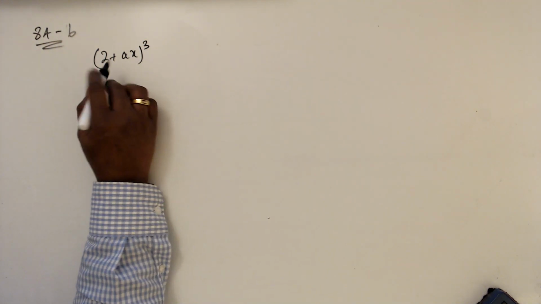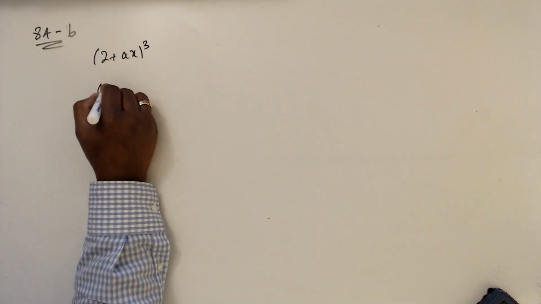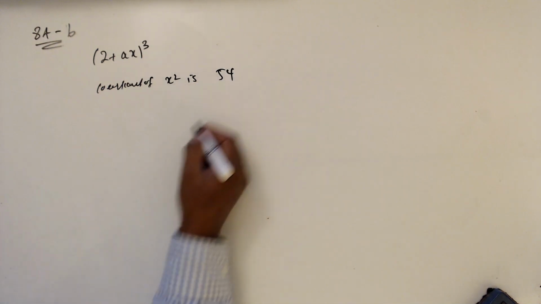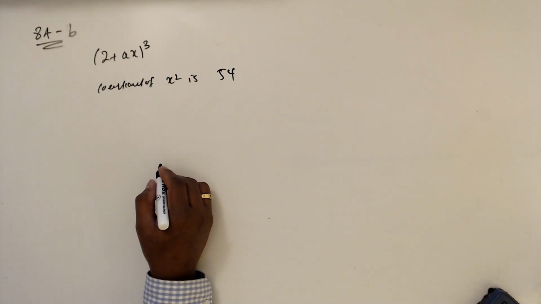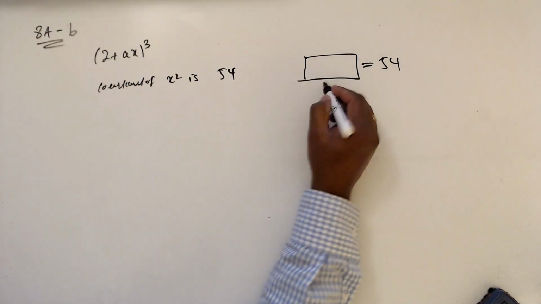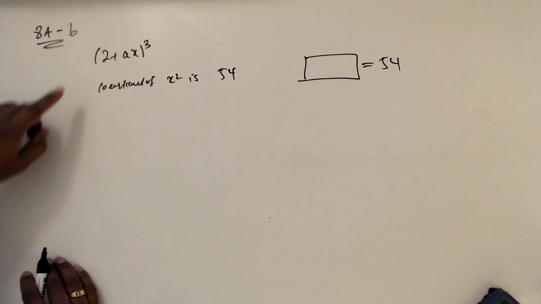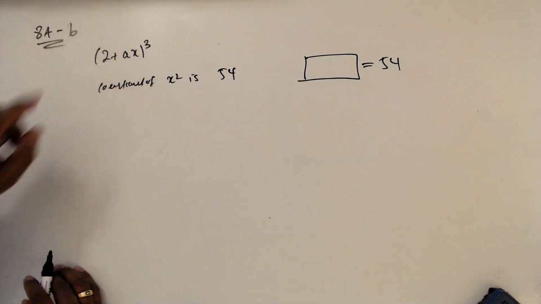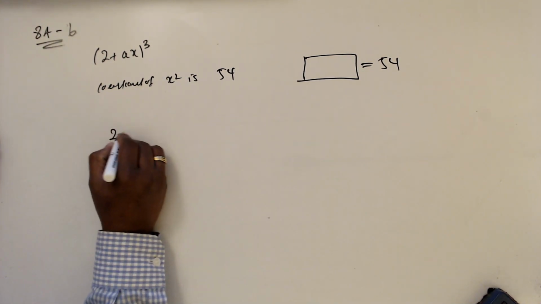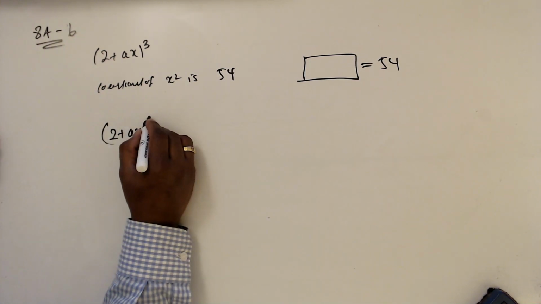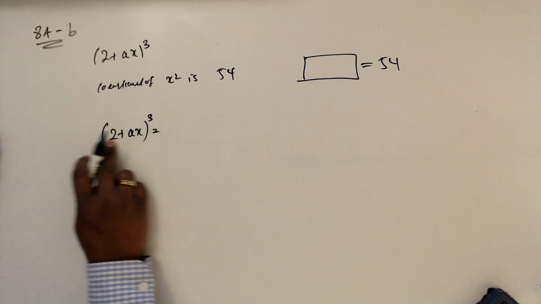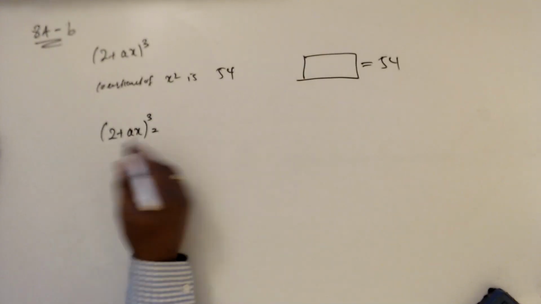Question number 6. So this will give a coefficient of x square is 54. So you want to find the coefficient of x square and equate it to 54. That is the plan. Now can you find the coefficient of x square? You can write the total expansion, but I don't like that. First of all, I expand like that.